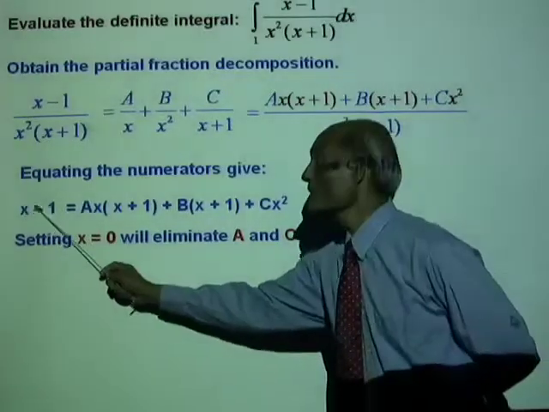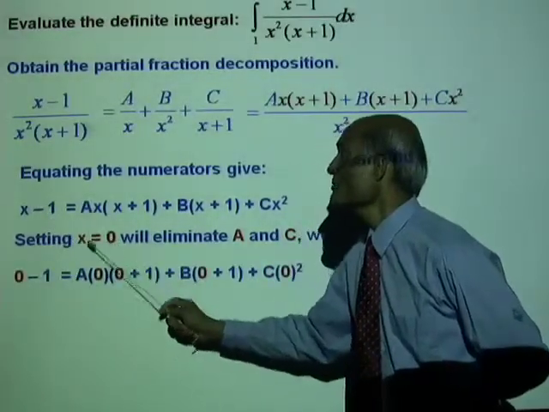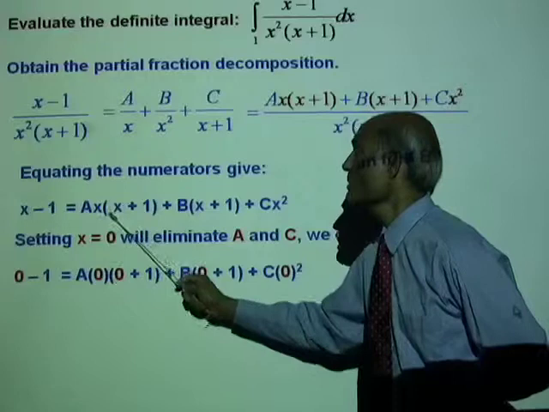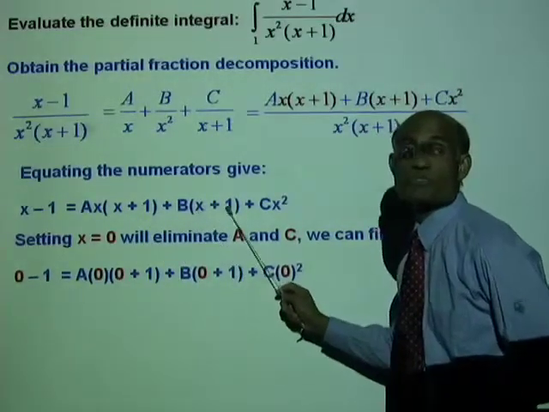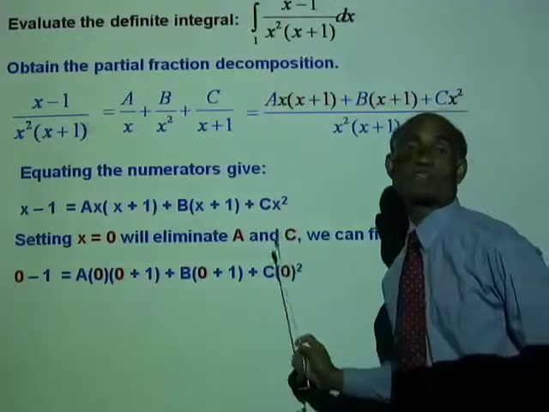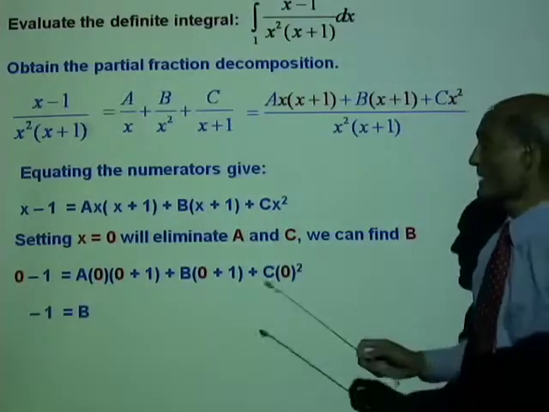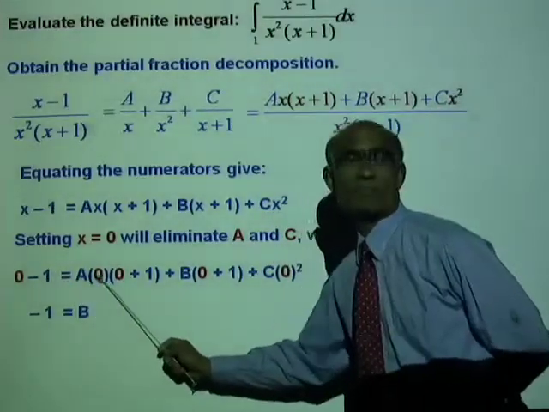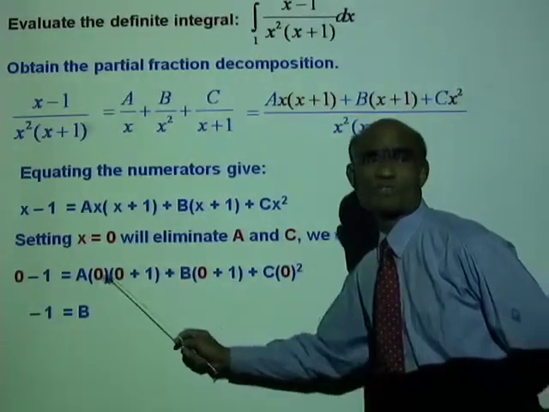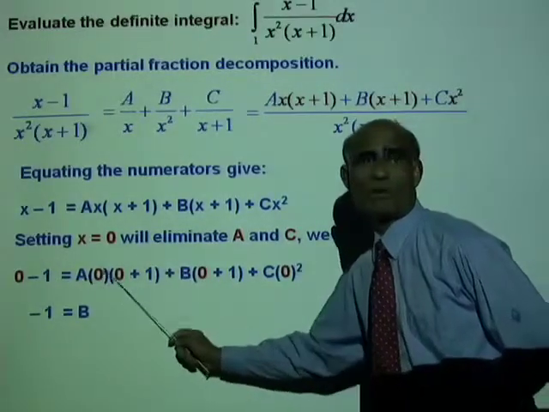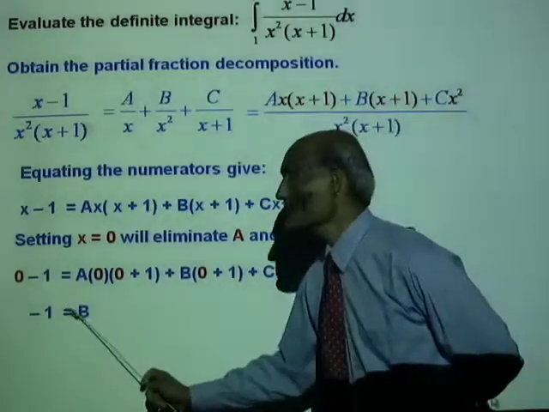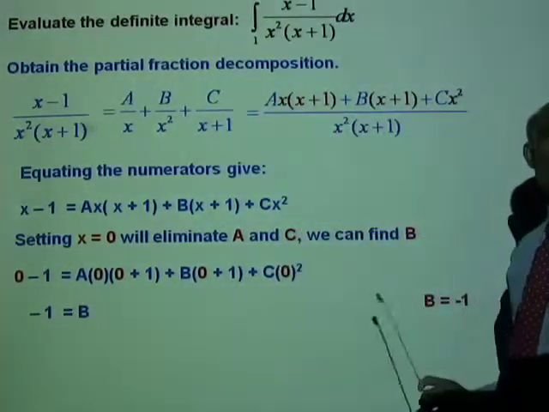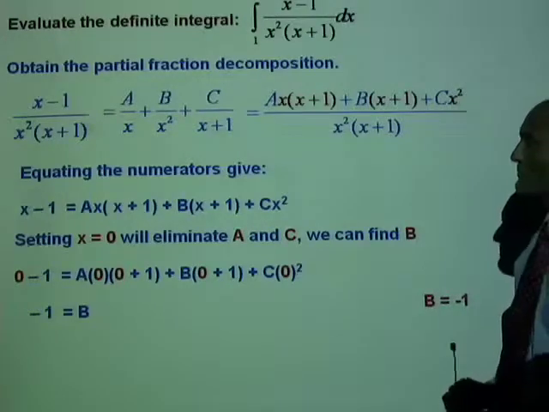It will give you 0 minus 1 equal to a times 0 times (0 plus 1) plus b times (0 plus 1) plus c times 0 squared. And that will give you, I'm going to leave now for you to figure out the simplification. Well, of course, that will go, this is b, and that gives you b equal to -1. That's right.